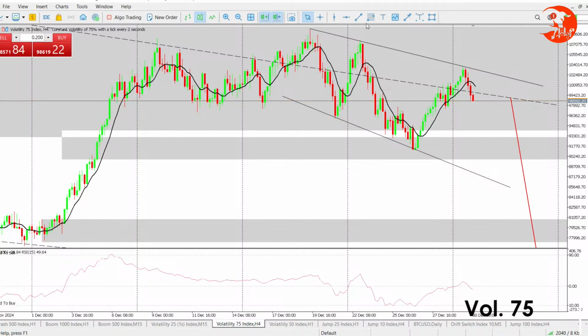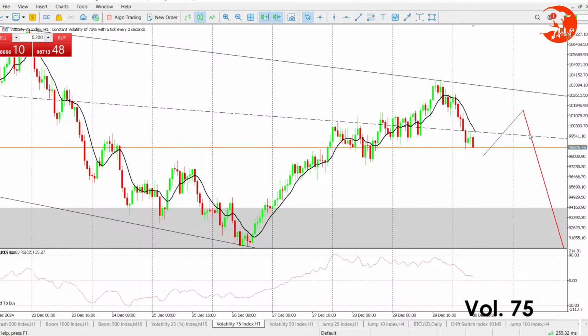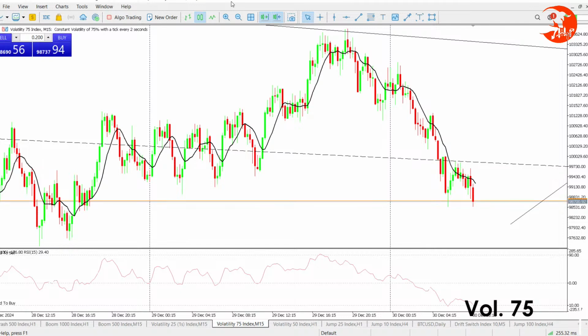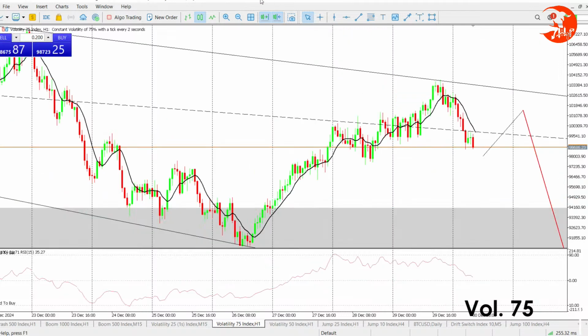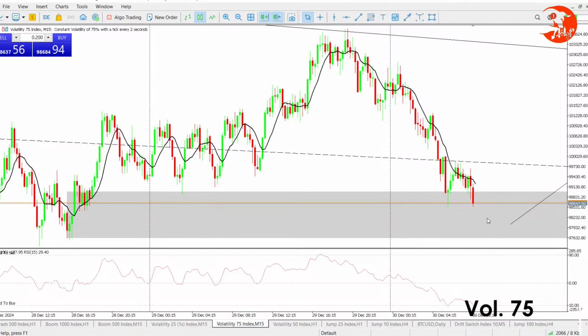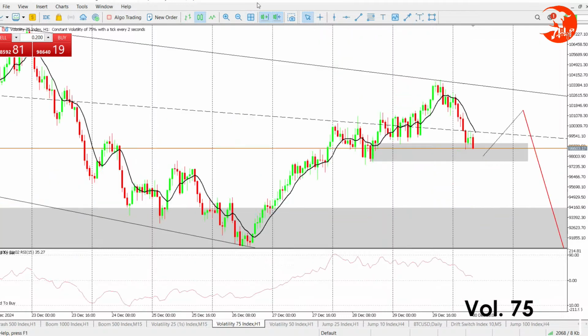So according to H4, I can wait for the pullback, then enter my sales properly back to this trend line. But until then, I can try to look for scalping trades, and those ones I can look for them in M15, I believe, and those will be buy trades. Why will we be looking for buys? Simple. We have reached that level right there. Previous sell candle right there, which is an order block, has been reached. So according to M15, we may start to see buys probably in the coming hour or so.